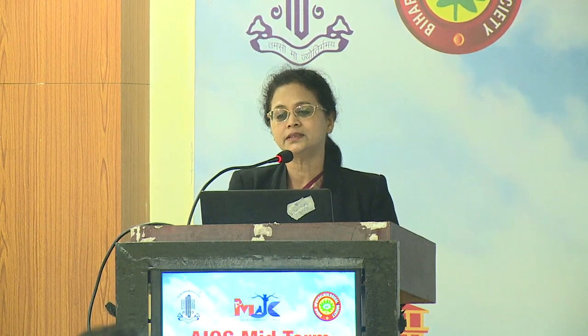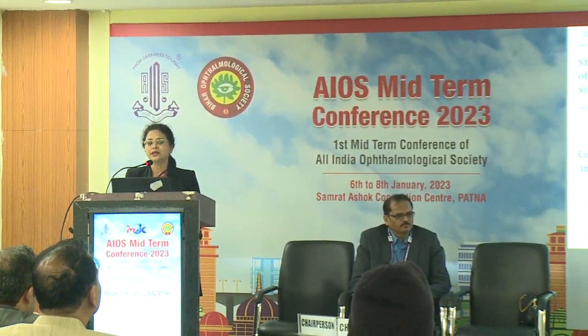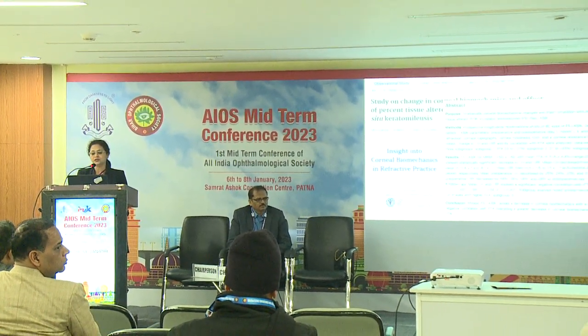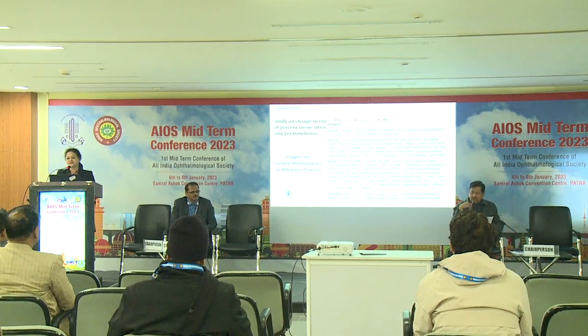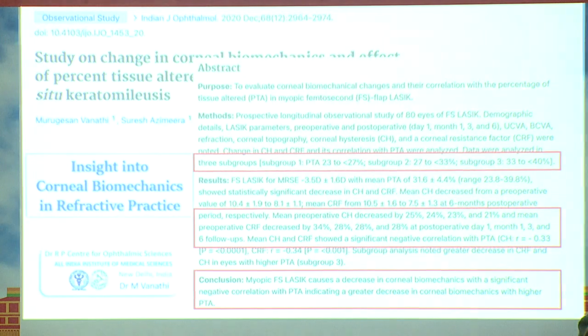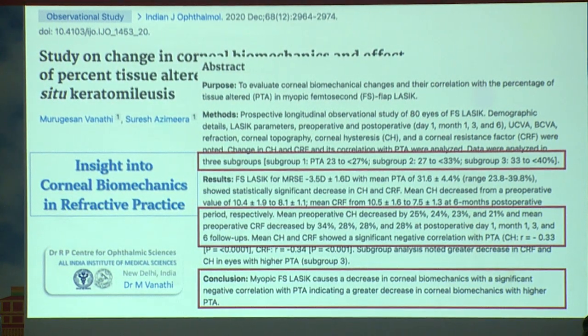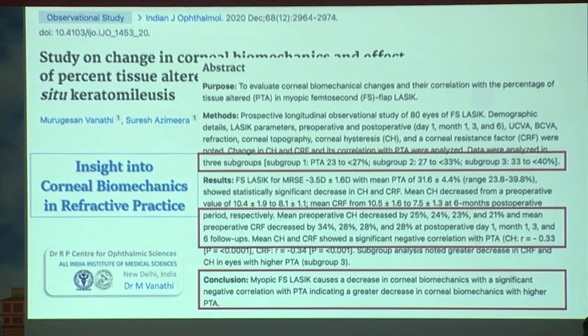So we did a study looking at myopic femtoflap LASIK and related it to the percentage tissue altered, or PTA, in routine LASIK patients. Based on the amount of PTA, we grouped them as less than 27%, less than 33%, and less than 40%, which are all within the safe or described ranges of the PTA.